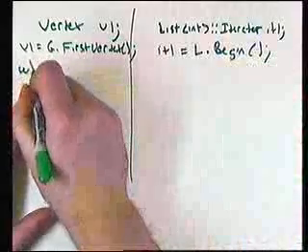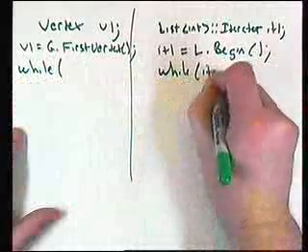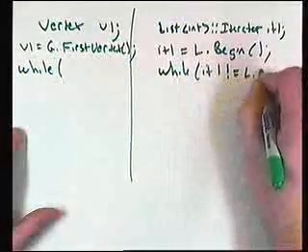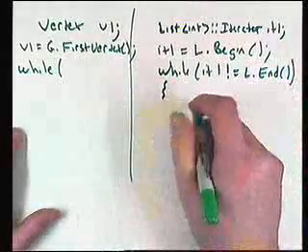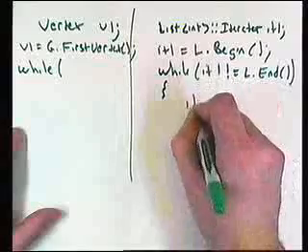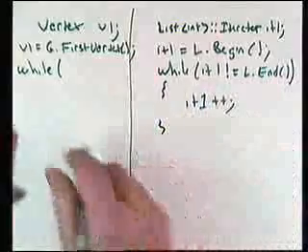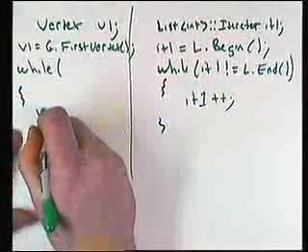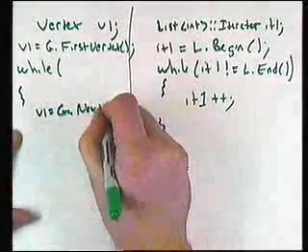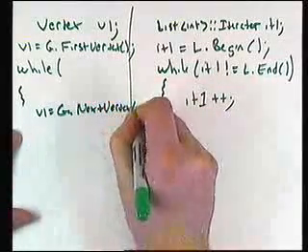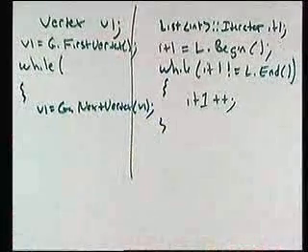And then I'll need some while loop here. That will be my analogy to while it1 is not equal to l dot end. And then within here, I'm not going to worry about printing, I'm just going to do traversing, I'd say it1 plus plus. And inside this while loop here, I will say v1 equals g dot next vertex v1. Shouldn't have drawn that line down the paper, now it's interfering with things.